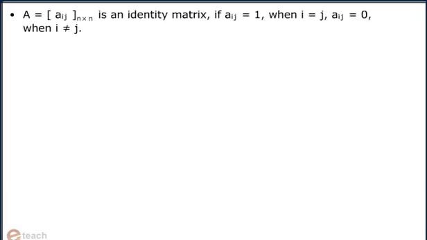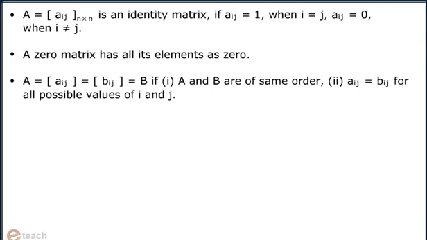A = [aij] n × n is an identity matrix if aij is equal to 1 when i is equal to j, and aij is equal to 0 when i is not equal to j. A zero matrix has all its elements as 0. A = [aij] is equal to B = [bij] if A and B are of the same order and aij equals bij for all possible values of i and j.